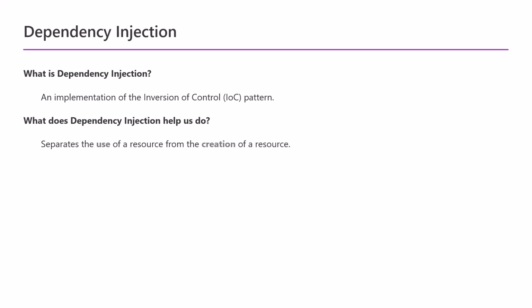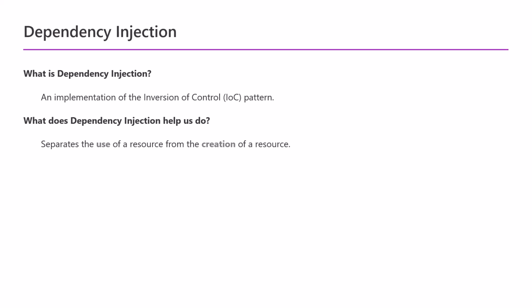And one of the first things that you should know about dependency injection is that it is not Angular specific. In fact, many technologies use dependency injection, including .NET and Java. All variations of dependency injection are implementations of the inversion of control pattern. And what the IOC pattern, and therefore dependency injection, does for us is it allows us to separate the use of a resource from the creation of a resource in our code.